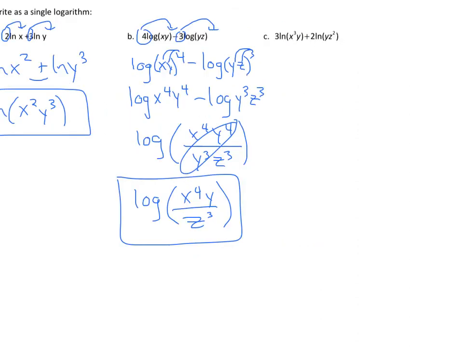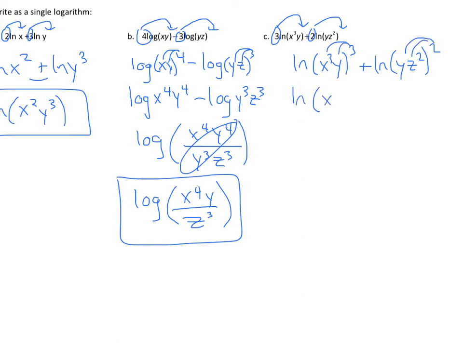Feel free to pause me and try the last one on your own, but I will go through it. Same thing, take the number in front, make it your exponent. So we get natural log of x to the third y raised to the third power plus natural log of yz squared raised to the second. I'm going to do my exponent, natural log of x to the ninth y to the third plus natural log of y squared z to the fourth. And I'm going to smush it into one log.